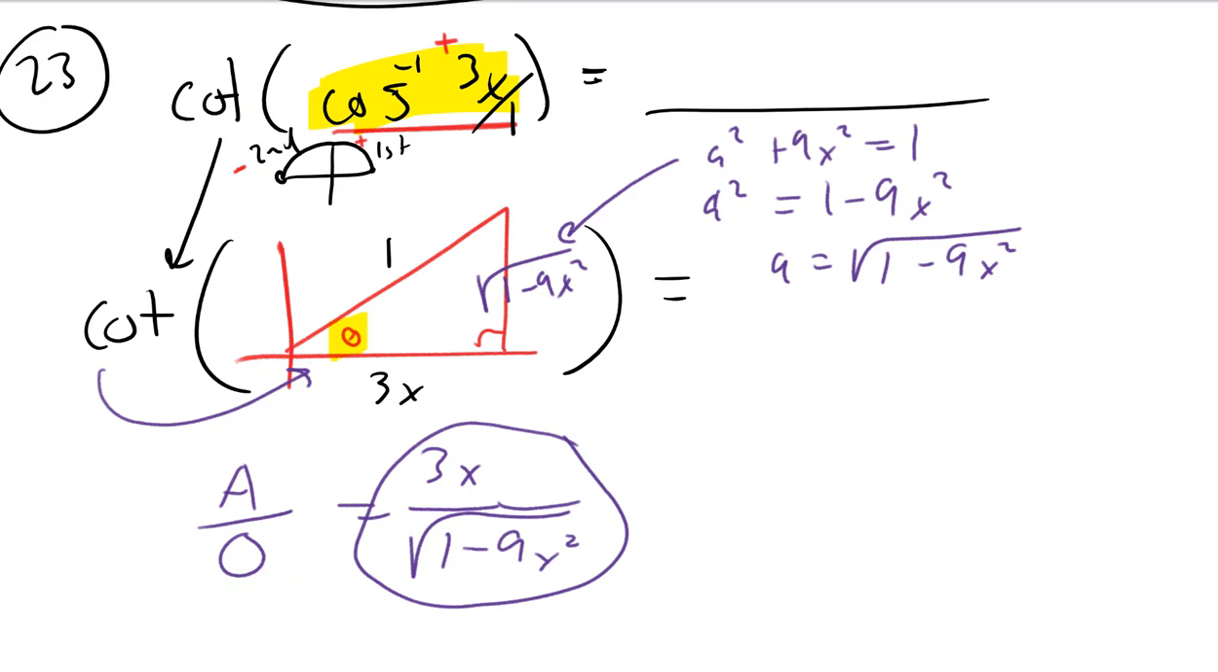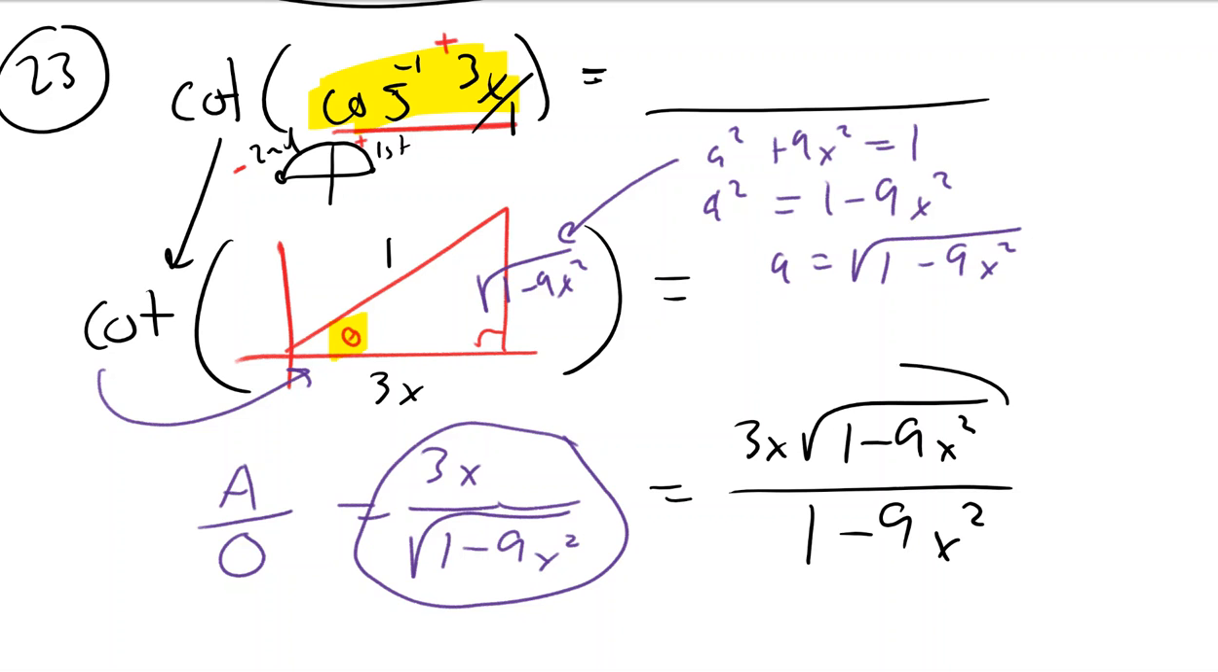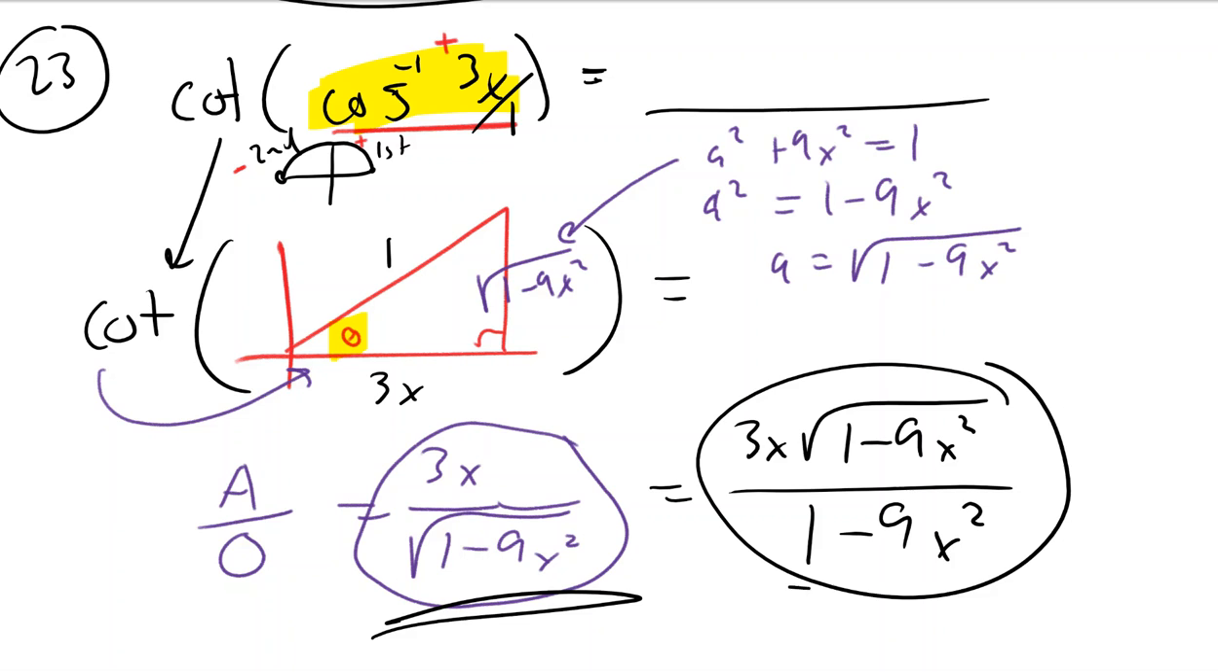Okay, so I would start to compare the answers here. Now on your final exam, some of it will be multiple choice, so your answer could look like this, or we may choose to rationalize it. So multiply the top and the bottom by that square root. So it could look like either one of these two.